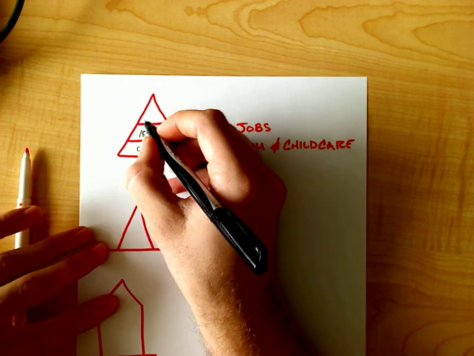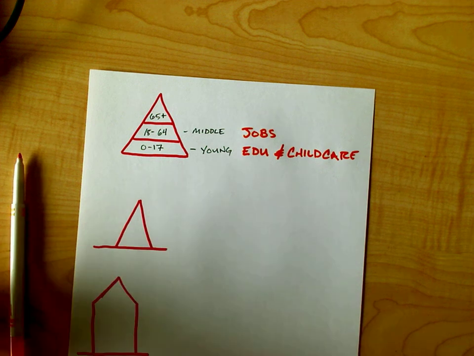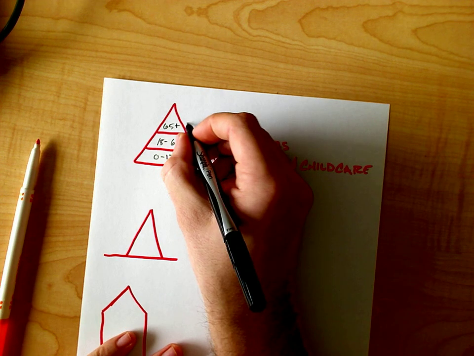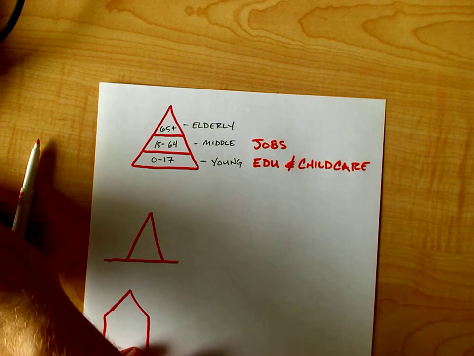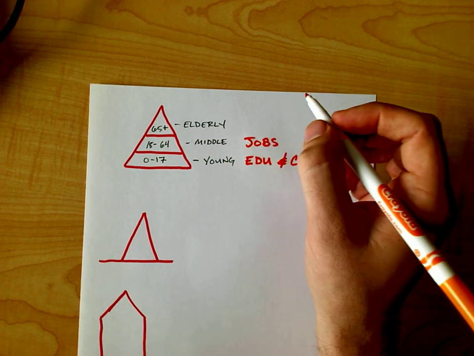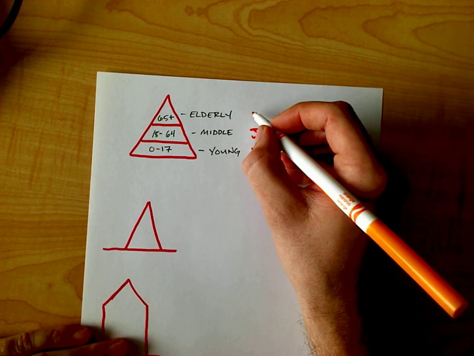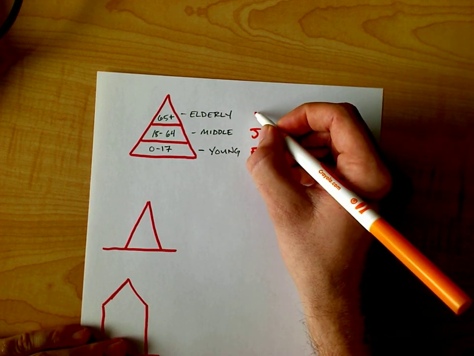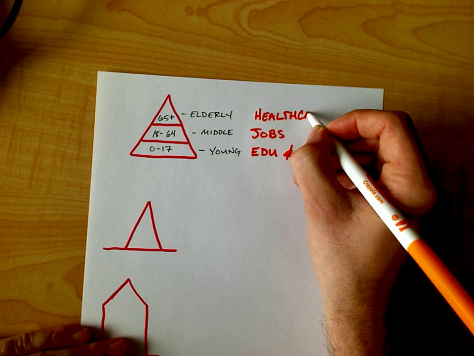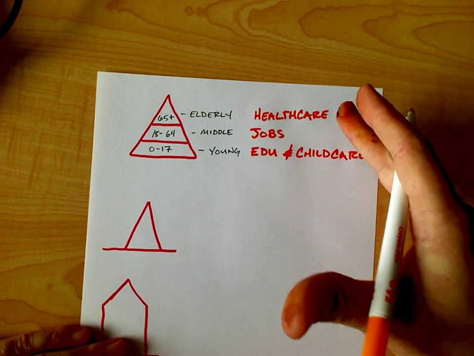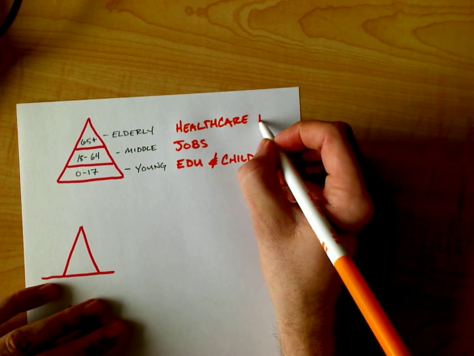Once you turn 64, it's 65 and up, that's when you have kind of the elderly. And they're classified this way because at that time you can start collecting your retirement funds. And so the elderly, what we need specifically are health care. So we have to be able to access that a lot. And we also need access to retirement homes.